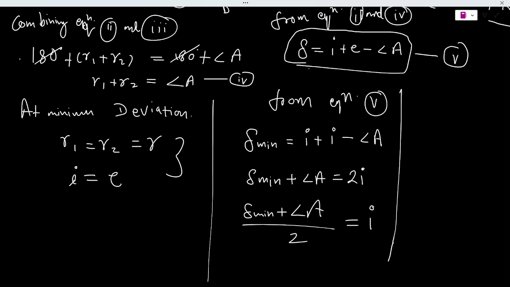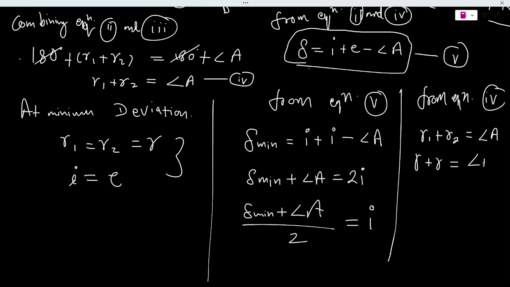In the same manner, we are going to put the values of R1 and R2 in equation number 4. From equation 4, we get R1 plus R2 equals angle A, and at minimum deviation R1 and R2 should be equal to R. So R plus R equals angle A, and the value of R is angle A by 2. This is the value of R, and this is the value of I.